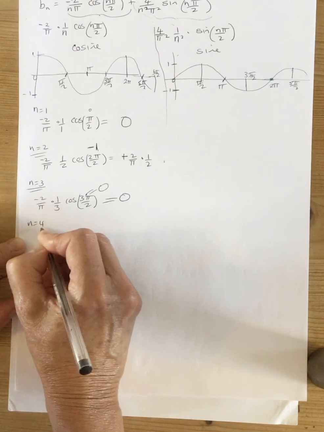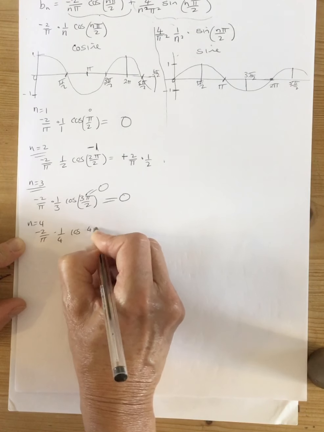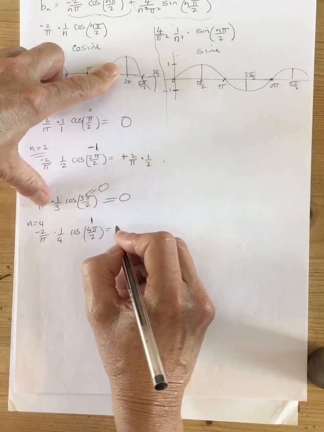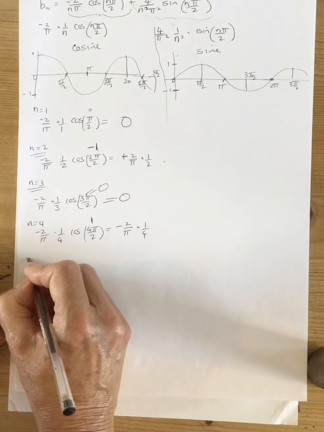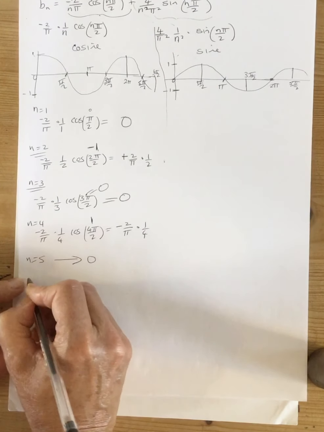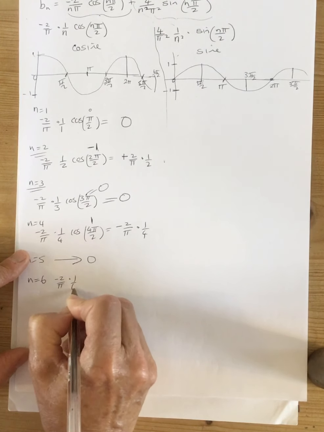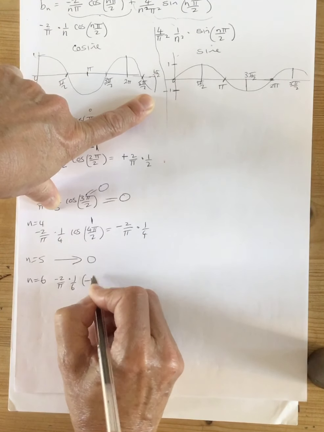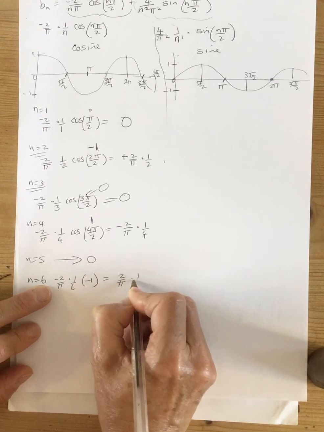When n equals 4, it will be minus 2 over pi times 1 over 4 times cosine 4 pi over 2, which is cosine 2 pi, which is equal to 1. So we will have minus 2 over pi times 1 over 4. When n equals 5, it's going to be 5 pi over 2. That's going to be 0. When n equals 6, it's going to be minus 2 over pi times 1 over 6 times cosine 6 pi over 2, which is going to be minus 1. And a minus times a minus will give us 2 over pi times 1 over 6.